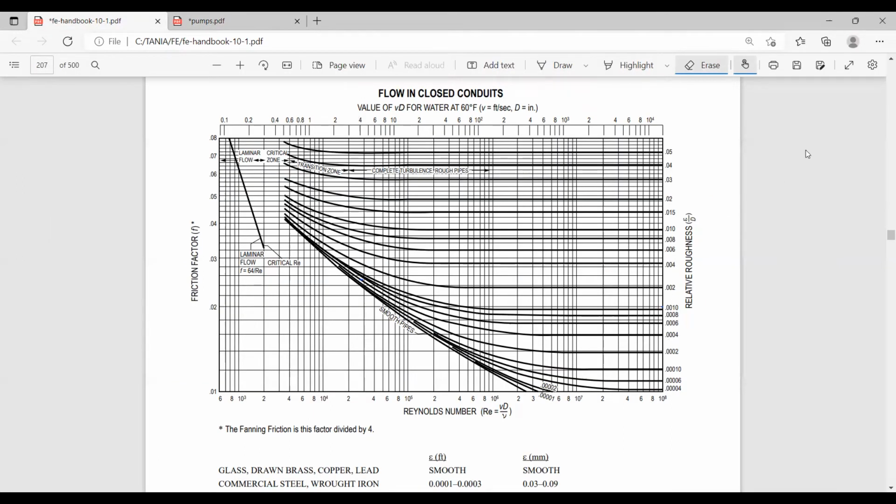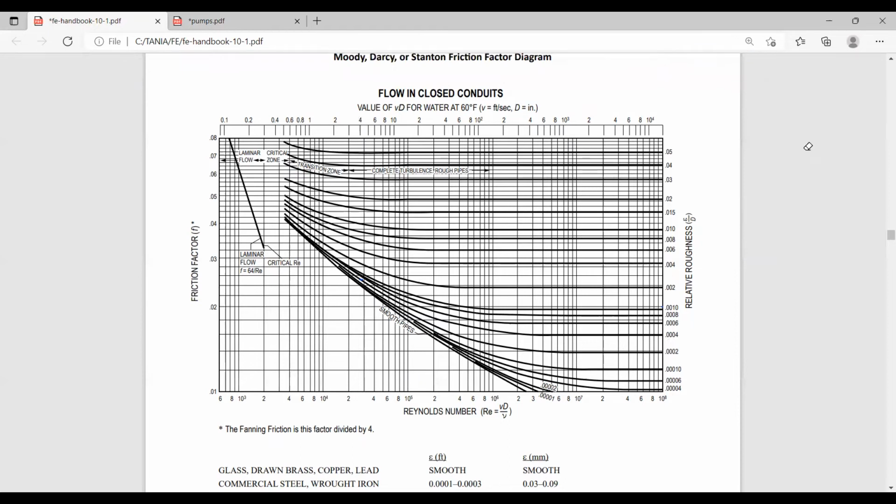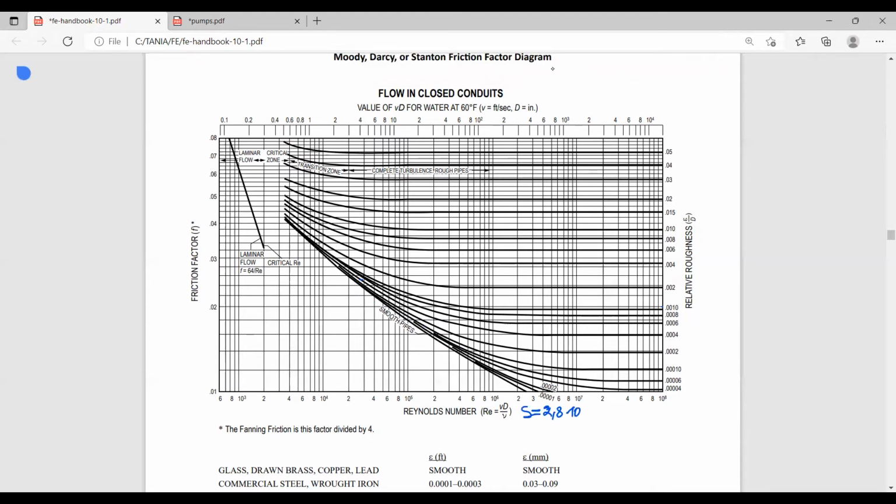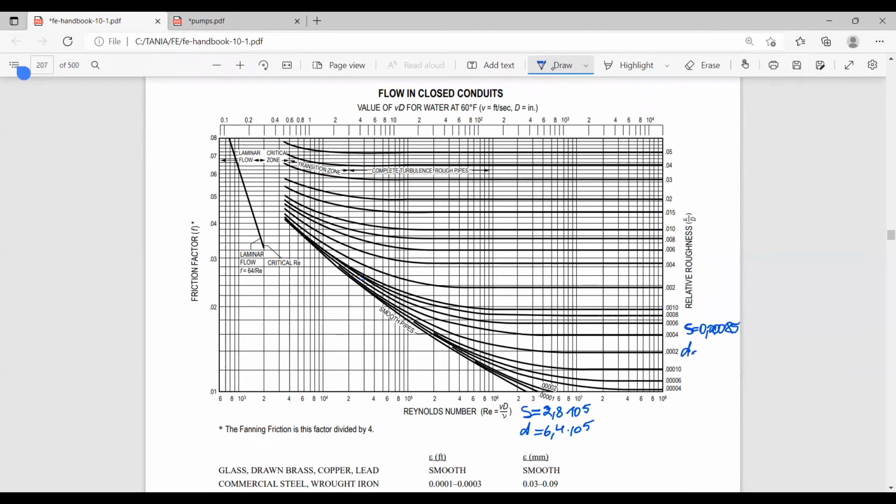So let me just write it here. For suction, I have Reynolds number as 2.8 times 10 to 5, and for discharge, I have 6.4 times 10 to 5. And relative roughness for suction, I have 0.00085, and for discharge, I have 0.00128.